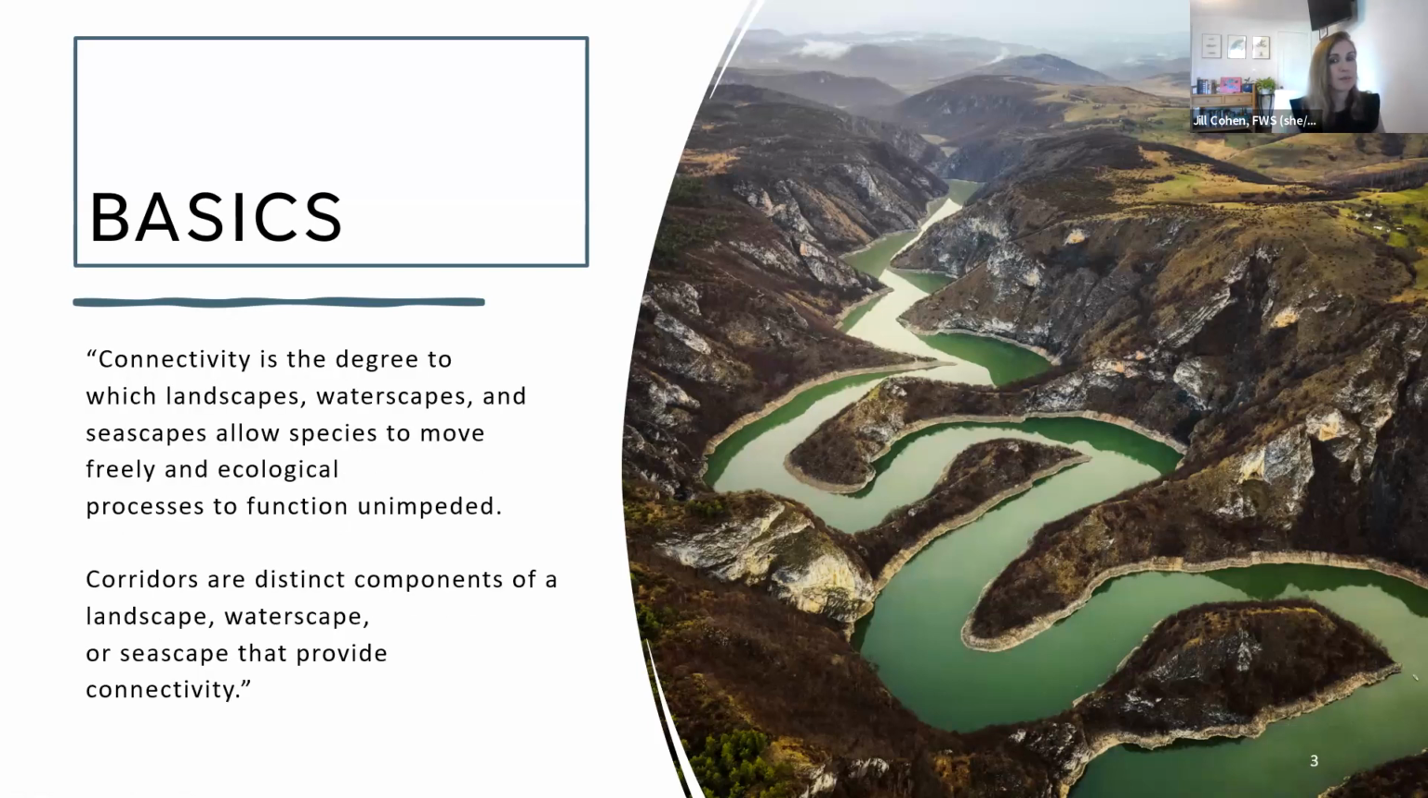First, with some definitions, we'll see how these align with the ones that Jason gave in his introduction, hopefully aligns. So they define connectivity as the degree to which landscapes, waterscapes, and seascapes allow species to move freely and ecological processes to function unimpeded. And then within that, they define corridors as distinct components of a landscape, waterscape, or seascape that provide connectivity.